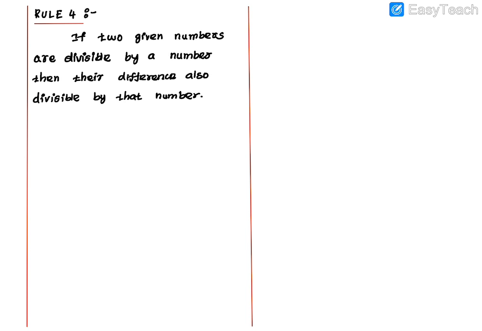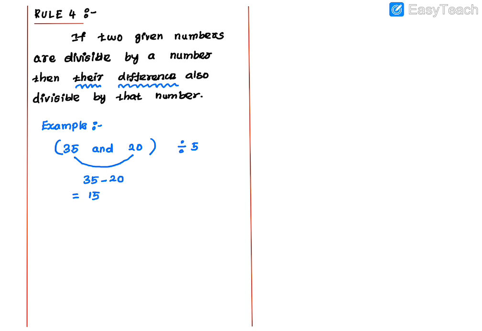Okay. So first, I will take two given numbers. I will write that example here. So what is the statement given? If two given numbers are divisible by a number, I will take 35 and 20. These two numbers, 35 and 20, are divisible by a number. These two numbers can be divisible by 5. If two numbers are divisible by a number, then their difference, which means you have to subtract, is also divisible by that number. So what is the difference of 35 and 20? 35 minus 20 is equal to 15, okay? So the number 15 is also divisible by that number. 15 divided by 5 is 3, okay?